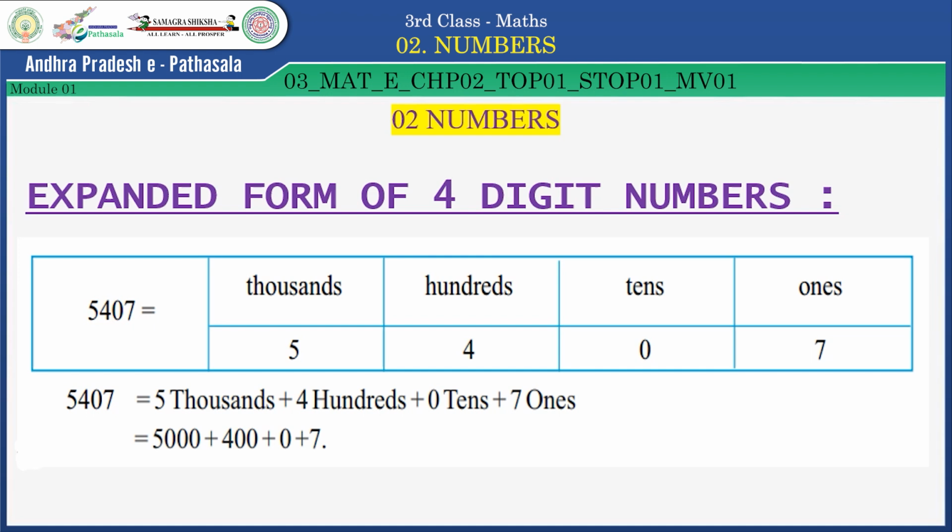After that, we have 0 tens. In the tens place, there are no tens. So, we skip this part. Finally, we have 7 ones. That's for the ones place. So, we have 7 ones.